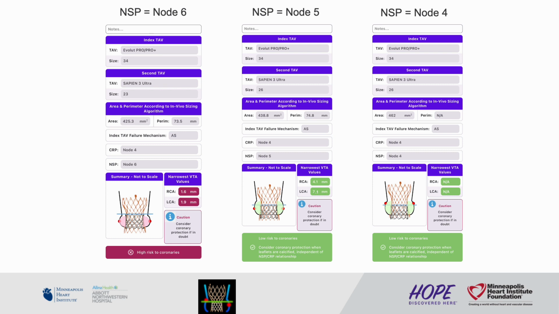This is all the steps for SAPIEN 3 or MyVal in Evolut combination. I hope this video helps you in planning Redo TAV.